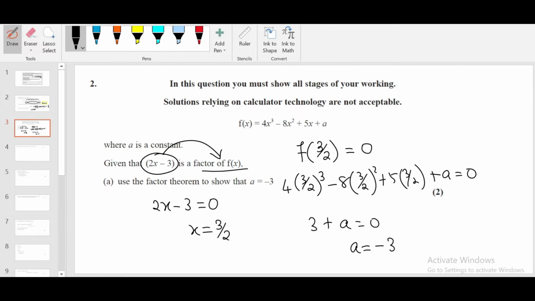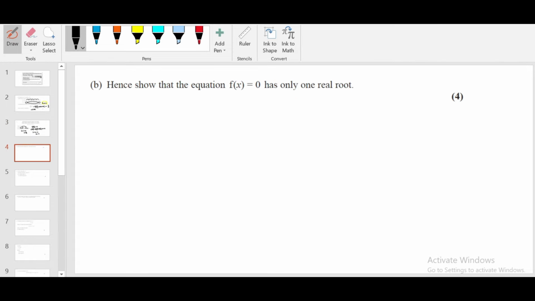I'm going to move on to part B now. Part B says, show that the function has only one root. When they ask you to show that the function has only one root, or when they ask you to find all the roots, or if they ask you to factorize f of x completely, for all these questions you need to use the long division method.